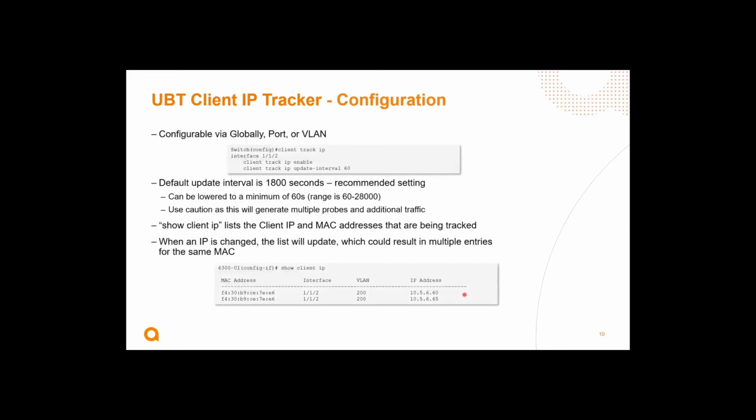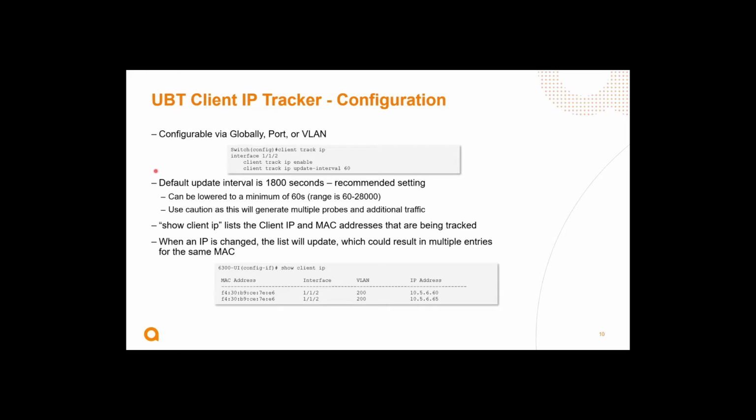So for the configuration, it can be configured globally, at an interface level, or a VLAN level, and you'll use the client track IP command for that. Then you can enable it for the port and change the update interval if you so choose. The default interval is 1800 seconds. It's recommended to leave it at the default, but if you need to, say, in the event of congestion or IPs changing, you can lower it for troubleshooting. Just use caution that it'll generate multiple ARP probes and additional traffic in the network.